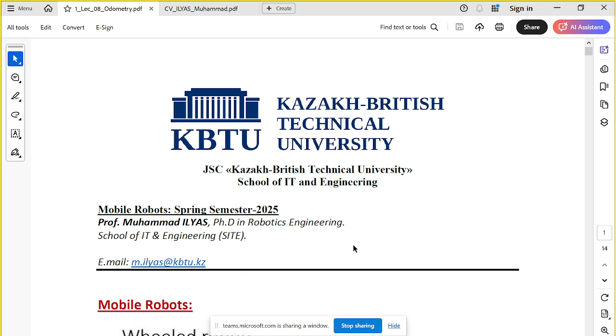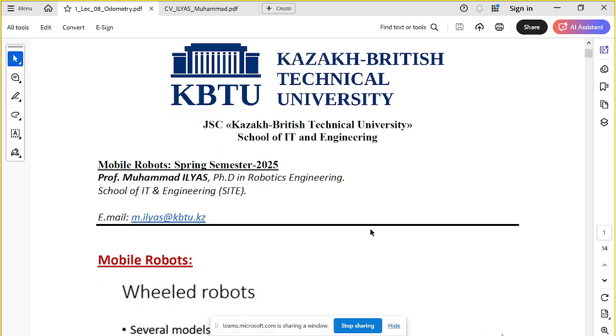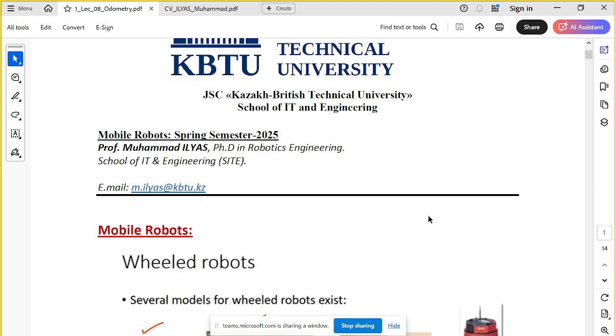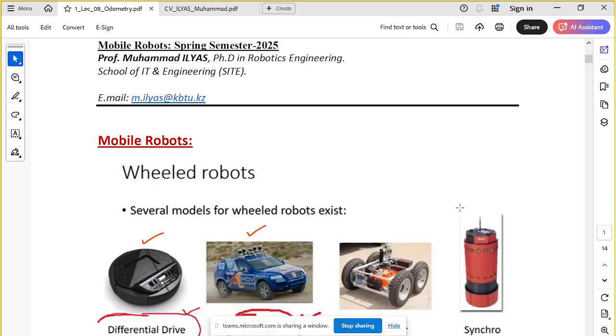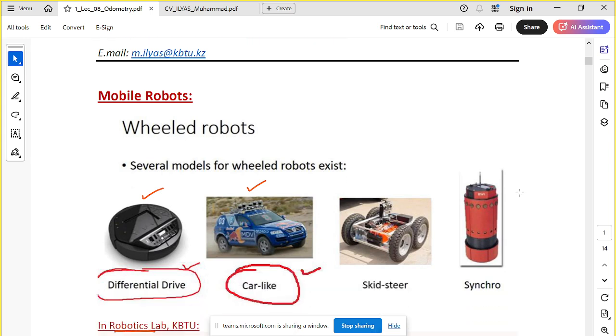Okay, so welcome back after the break. So we have seen some basic introduction to what mobile robots are, and what kinds of locomotion we can have for different types of mobile robots depending on the application. So locomotion can be wheeled, legged, or tracked. But in this class, we are mostly concerned with wheeled robots, not legged robots.